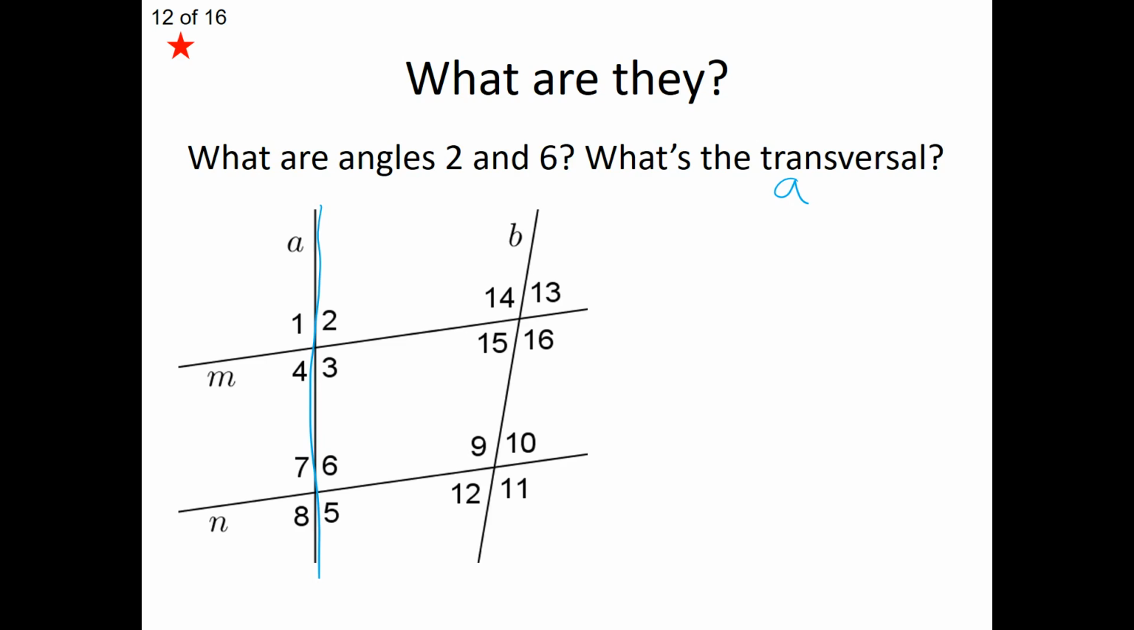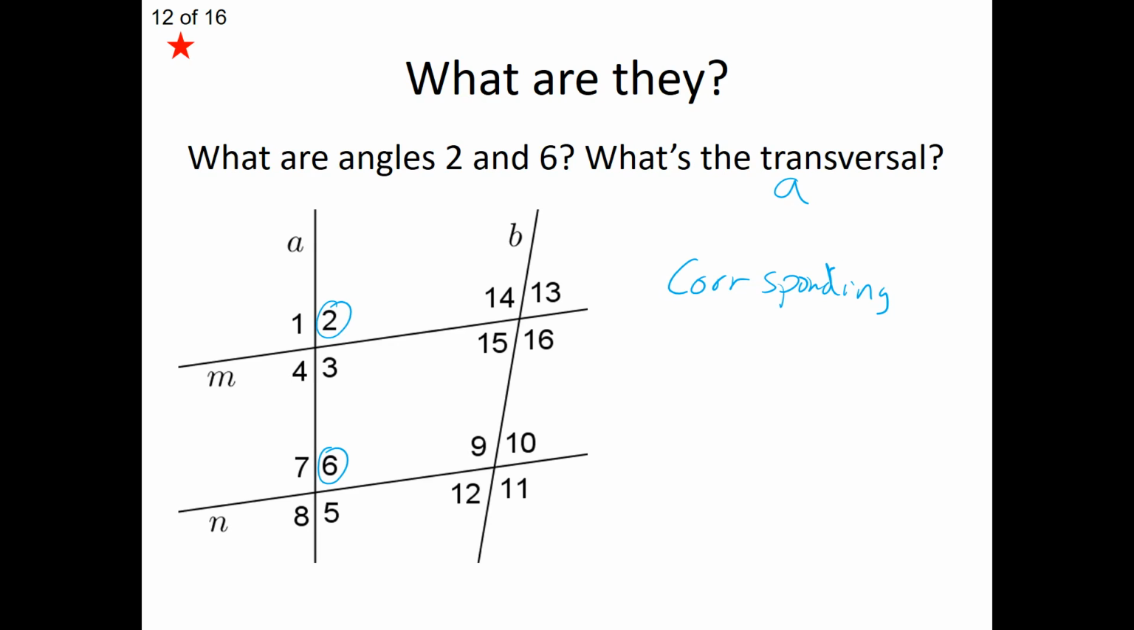Now I can name what their relationship is. Angle 2 and angle 6 are on the same side. One is interior, one is exterior, and they are non-adjacent, which means they must be corresponding angles. That is their relationship, angle 2 and angle 6.